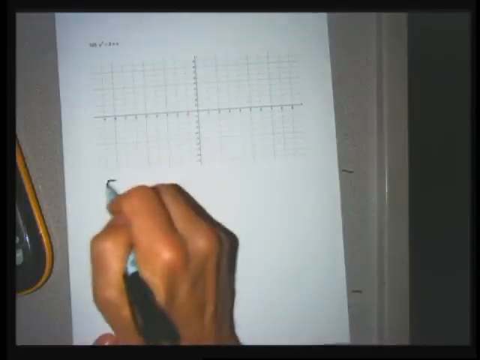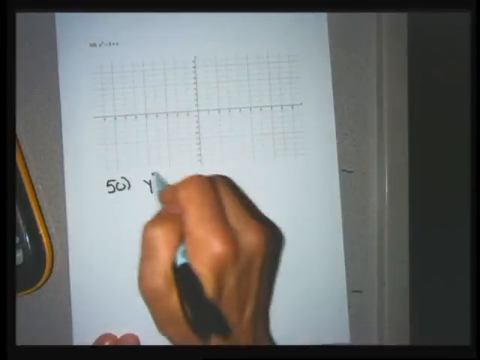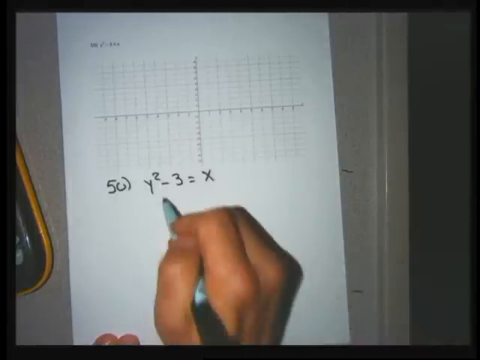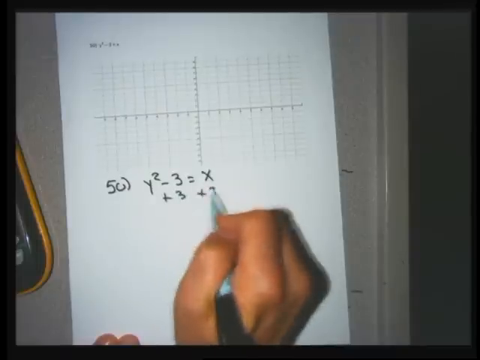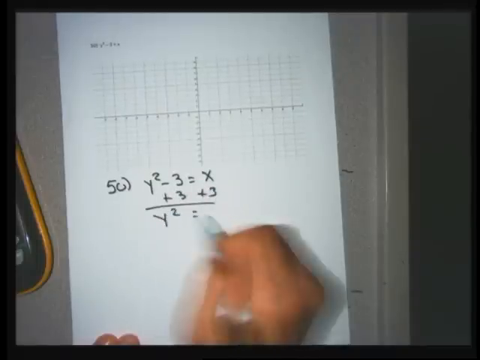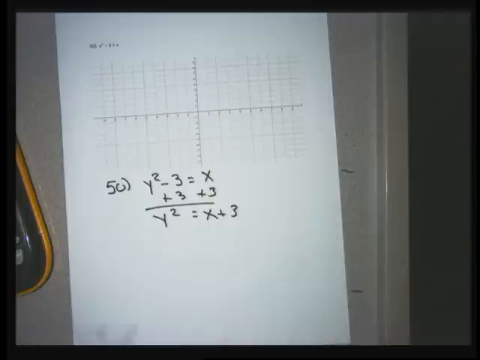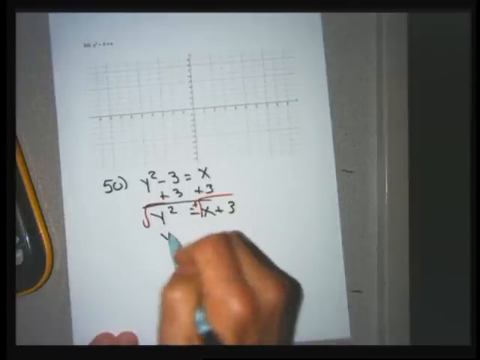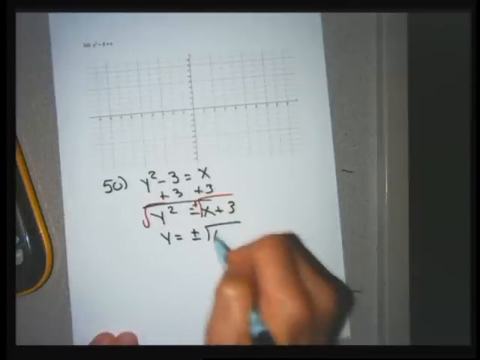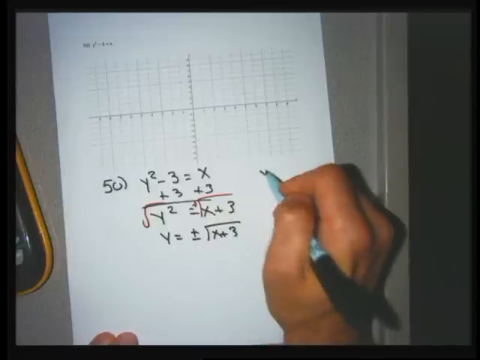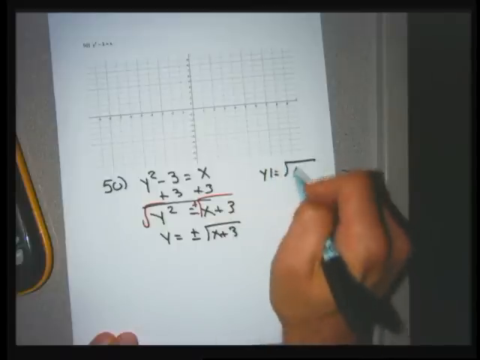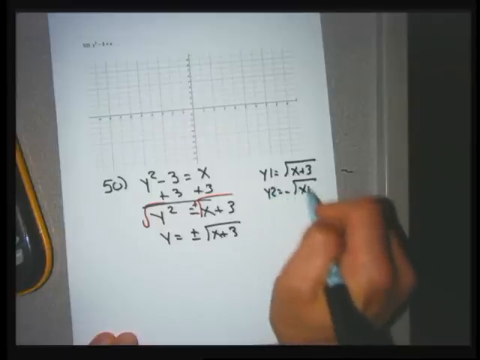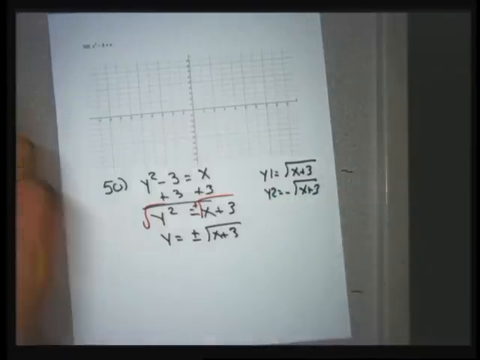Number 50 gives me the equation y squared minus 3 equals x. I need to get it solved for y. I'm going to add 3 to both sides. That gives me y squared equals x plus 3, and then take the square root, plus or minus. I get y equals plus or minus the square root of x plus 3. So on my calculator, y1 is the square root of x plus 3, y2 is the negative square root of x plus 3. See where that takes me.